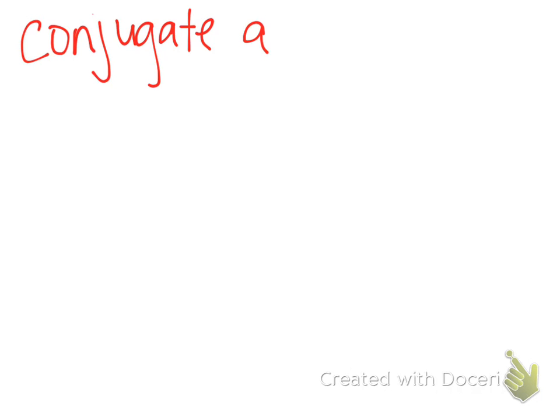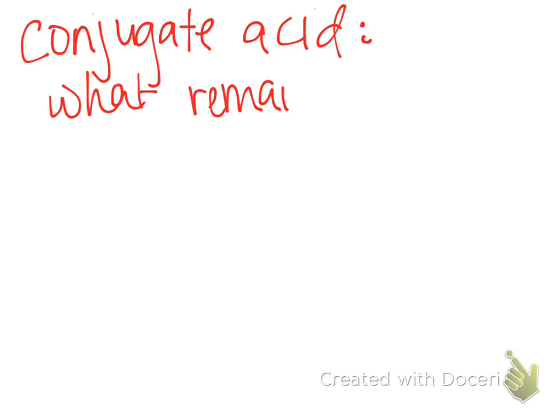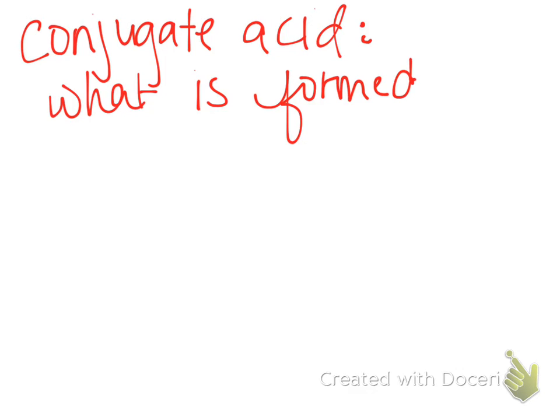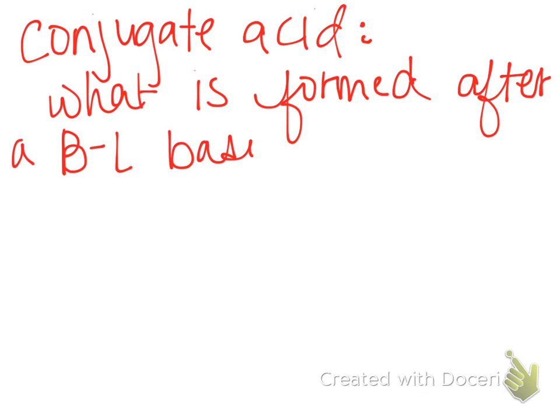So now what do you think a conjugate acid is probably going to mean? What gets added over? Acceptor? Yeah. Actually, I don't want to say what remains. I'll say what is formed. A conjugate acid is what is formed after a Bronsted-Lowry base accepts a proton.